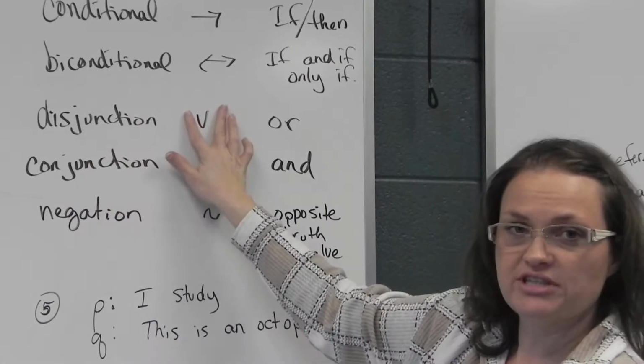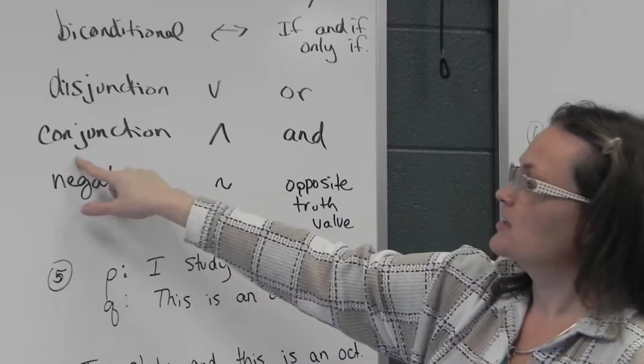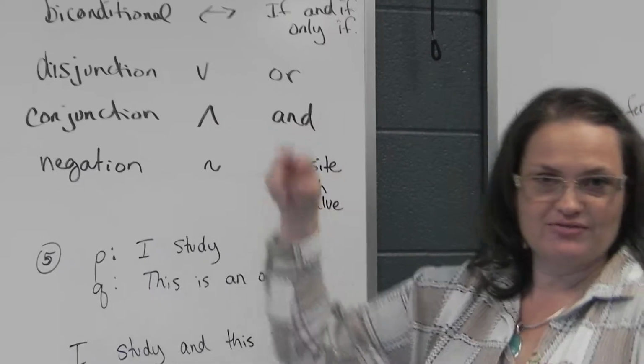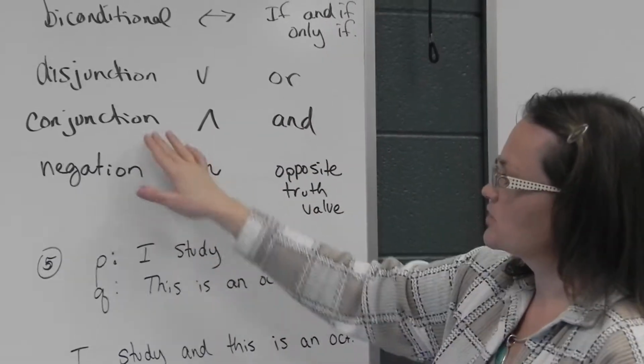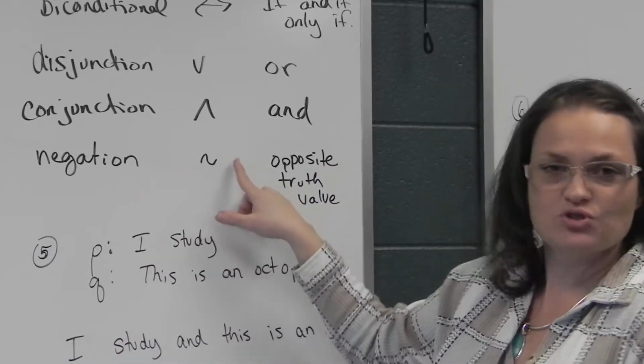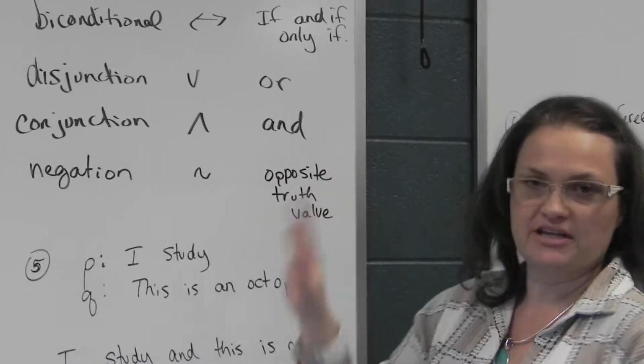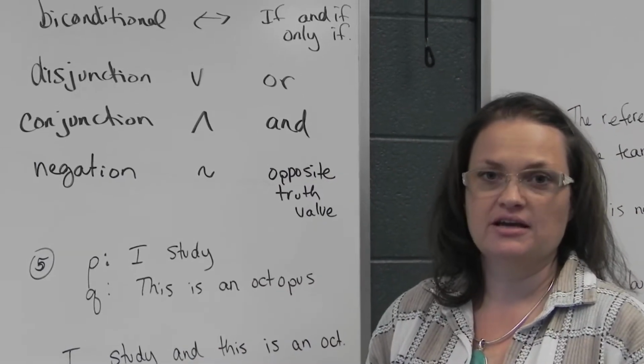Disjunction is an or statement. It looks like a regular V. Conjunction is an upside down V, the and statement. And then negation has a little squiggle line. It means you're going to do the opposite. It has the opposite truth value, negating a statement.